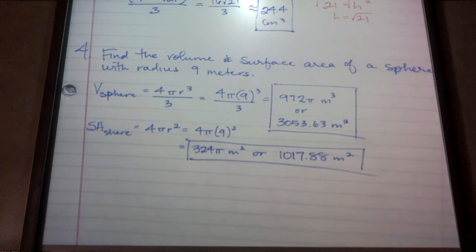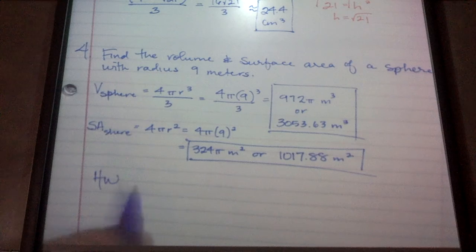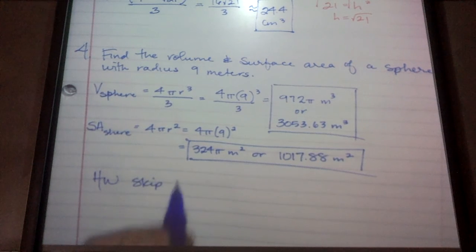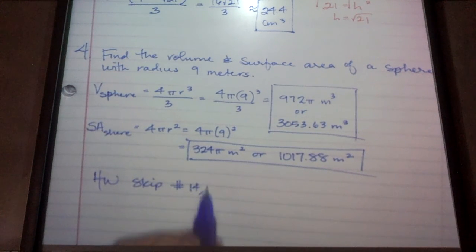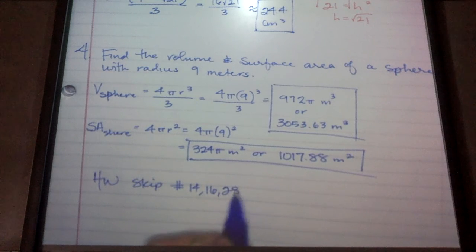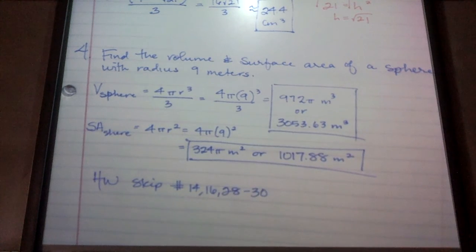So that pretty much covers lesson 2 for homework. You are to skip numbers 14, 16, and 28 through 30. And that's it.